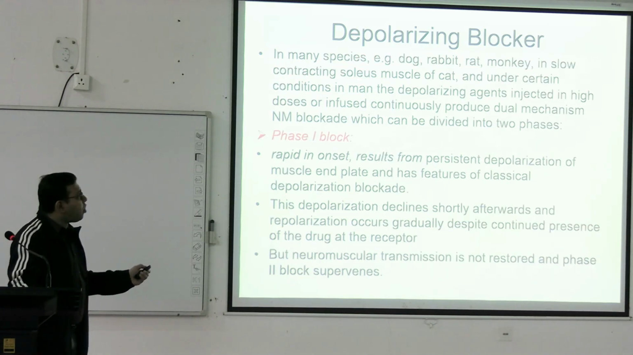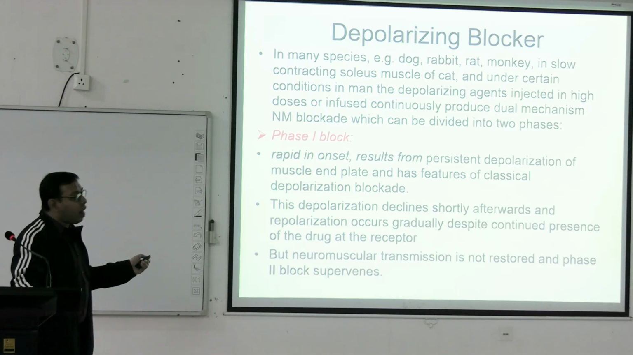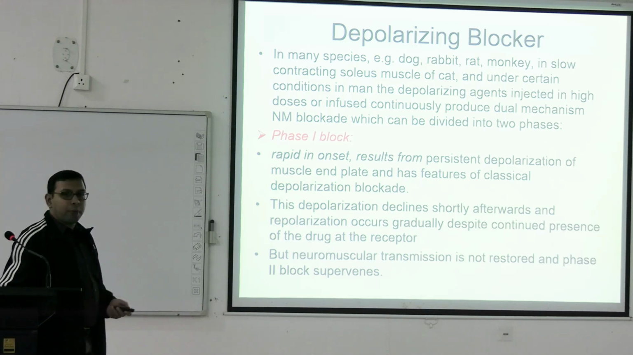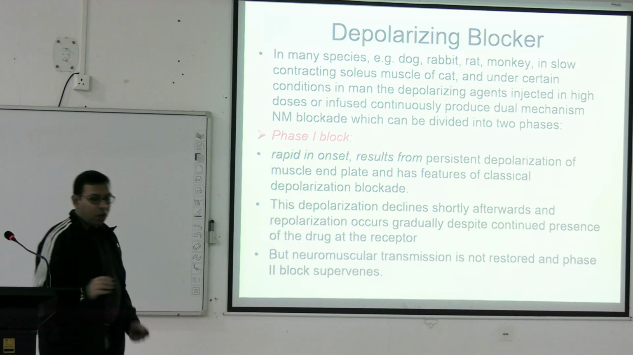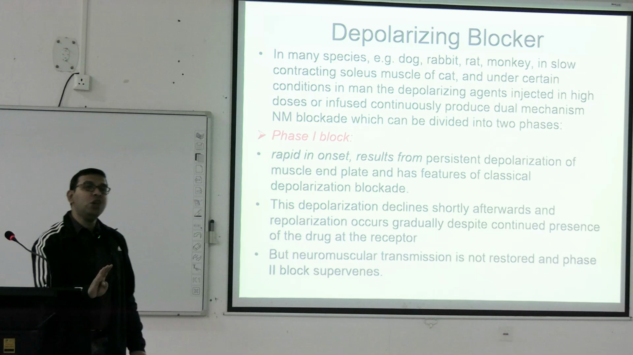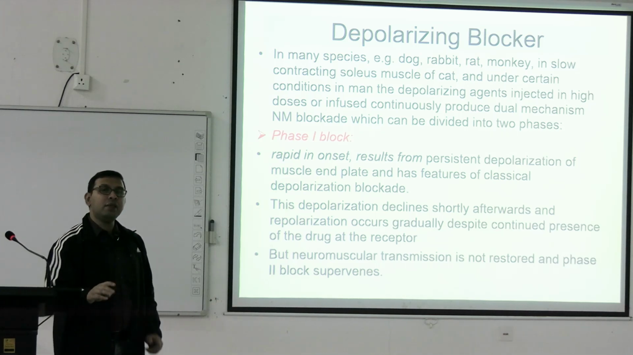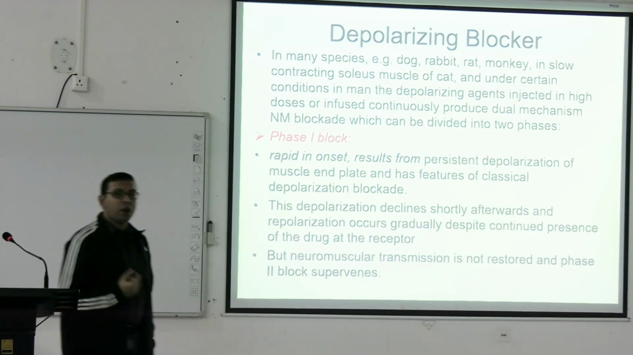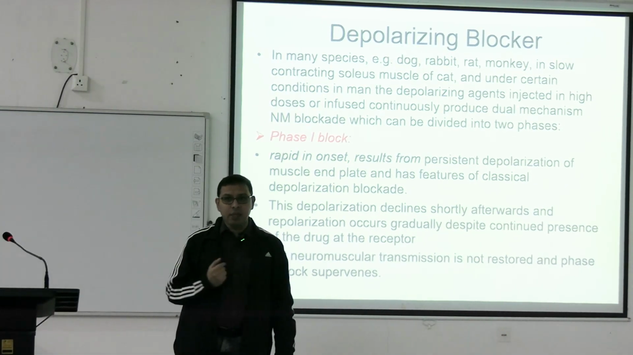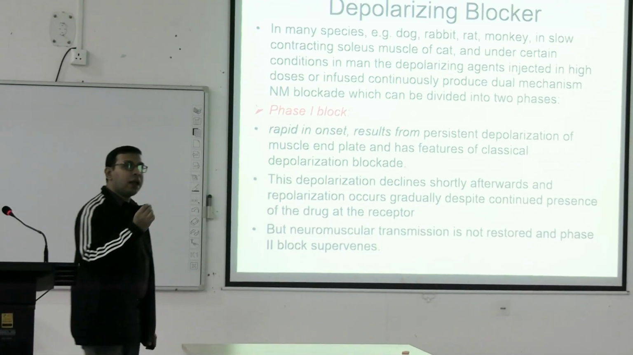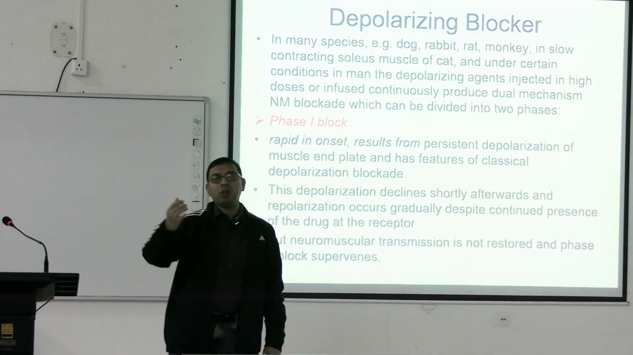In many species in slow contracting muscles, and under certain conditions in man, when these depolarizing agents are injected in high dose or infused continuously, they produce a dual mechanism of neuromuscular blockade, which can be divided into two phases. So when succinylcholine is given in high doses, or for example when it is given in neonates or children, or in conditions where the potassium level is already high, for example in burns or in hypovolemic state, or chronic kidney disease, or any other conditions of hyperkalemia, in those cases the succinylcholine level becomes very high and they cause dual blockade.